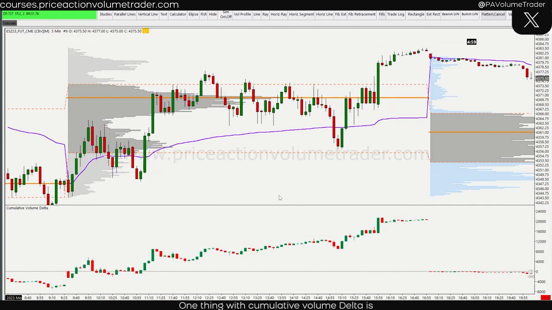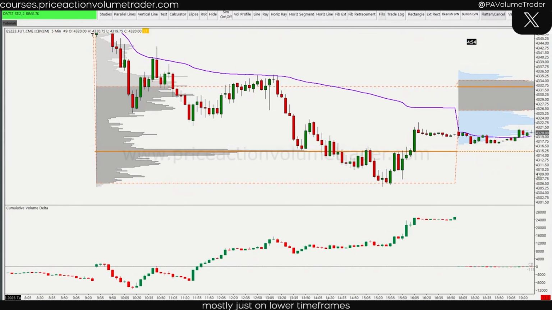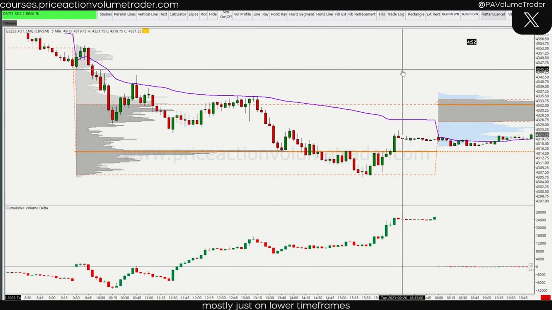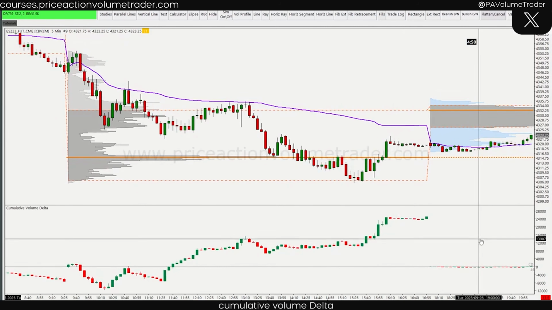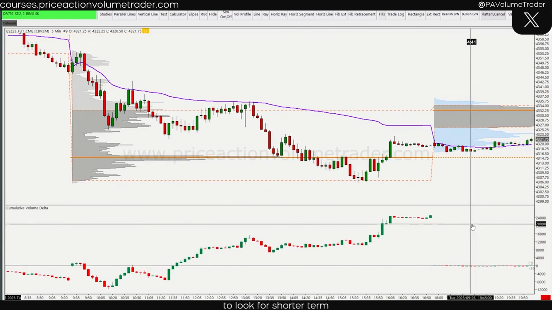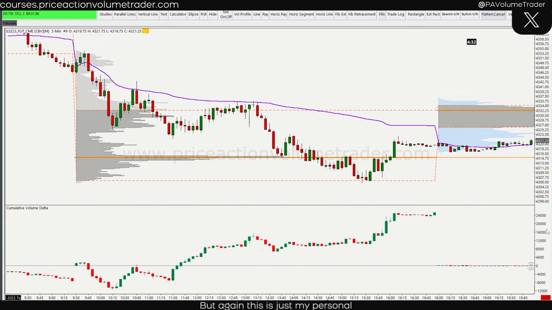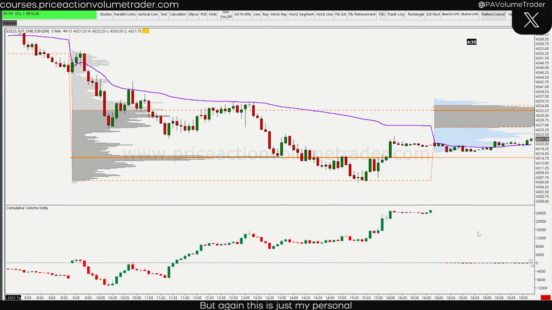One thing with cumulative volume delta is I personally use it mostly just on lower time frames. I don't really look at cumulative volume delta on higher time frames like the 1 hour or anything like that, because I think this is more useful to look for shorter term divergences in my day trading. But again, this is just my personal trading.